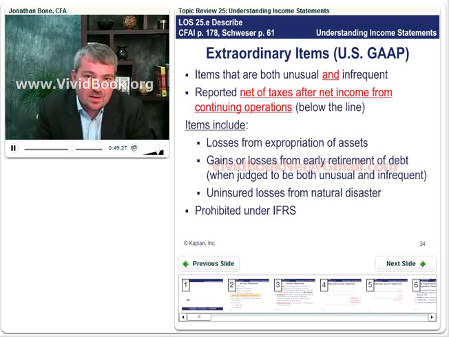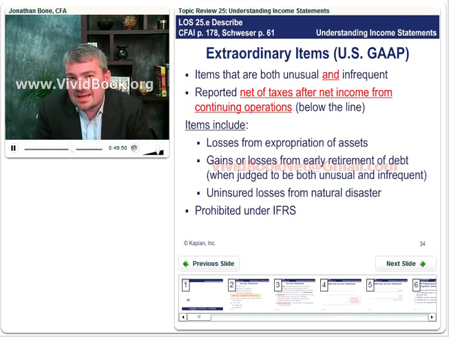What items have we got? Losses from expropriation of assets. So you've got an overseas subsidiary, and essentially maybe those assets have been taken by that overseas government. Well, if you've lost your assets, they're no longer going to generate future flows of benefit, so they no longer meet the criteria of an asset, so we need to remove them from the balance sheet and put them through the income statement as an expense.